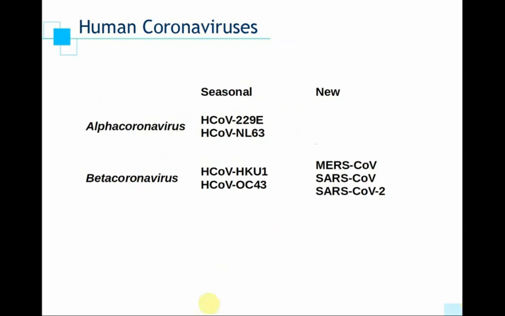Okay, so as you all know, there are 4 strains, or up till last year, there were 4 strains of human coronaviruses, which caused seasonal infections. And they were grouped into 2 clades, the alpha and the beta coronaviruses. So, human coronavirus 229E, NL63, HKU1, OC43.